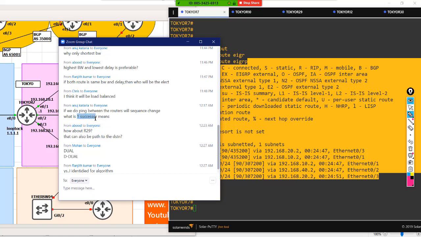As I told, a successor is nothing but one route towards the destination. If you have two ways to reach the destination, you will see two successors. Okay, they are also called feasible successors. A feasible successor is a backup, so a backup for your primary route.